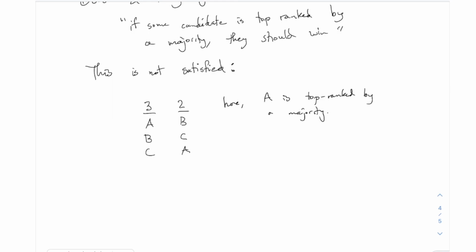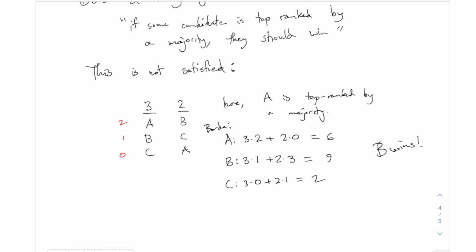But actually, if you add up the points here, you will see that A doesn't win. The points go 0, 1, 2, right? So if I do the Borda, A gets 3 times 2 plus 2 times 0, 0 points from the second column, that's 6. Whereas B gets 3 times 1 plus 2 times 3. That's 3 plus 6, which is 9. How you like me now? And C doesn't get much, right? C gets 3 times 0 plus 2 times 1. That's 2. But anyway, what I'm saying is B wins, even though A is actually marked in the first position by a majority of the voters. This is something that's kind of weird about the Borda, but it's true. Even though A is best in the opinion of the majority, B still manages to win with the Borda.